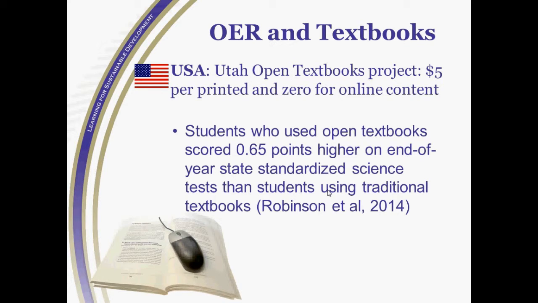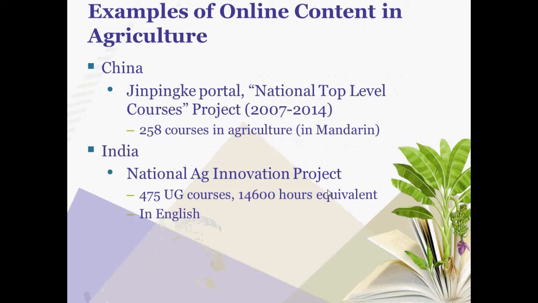What about agriculture? The Jinpingki project of the China Ministry of Education has published agricultural learning materials from 259 undergraduate courses online in Mandarin. These are open for browsing but do not carry an explicit open license. Similarly, the National Agricultural Innovation Project in India has led to the production of course materials of 475 undergraduate courses covering 6 core areas of agricultural sciences. This very large resource in digital format is online but does not have an open license. There's clearly a strong need for concerted efforts to advocate for OER in agriculture, to build capacity among faculty to produce online learning materials, and to publish them using an open content license.